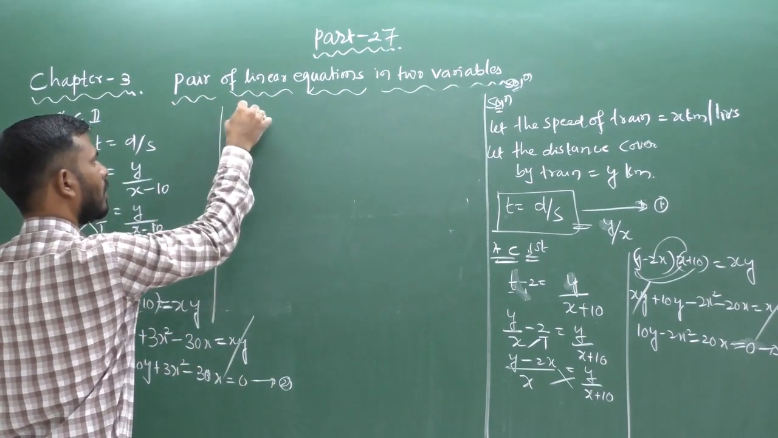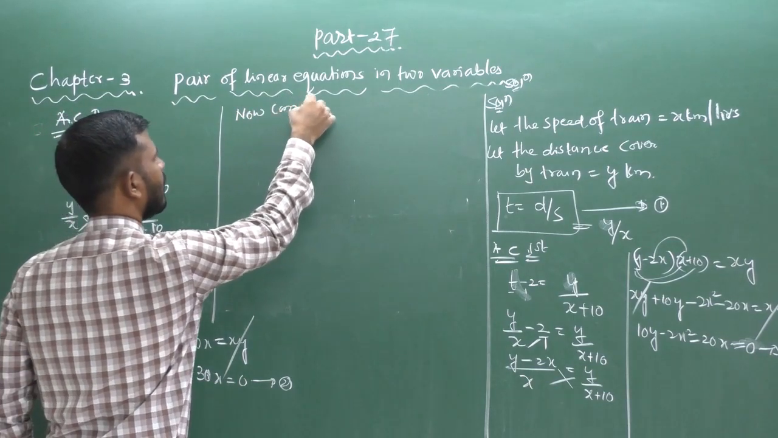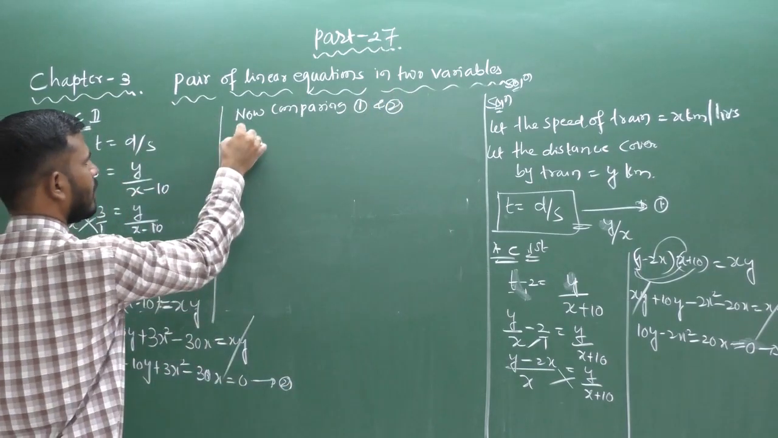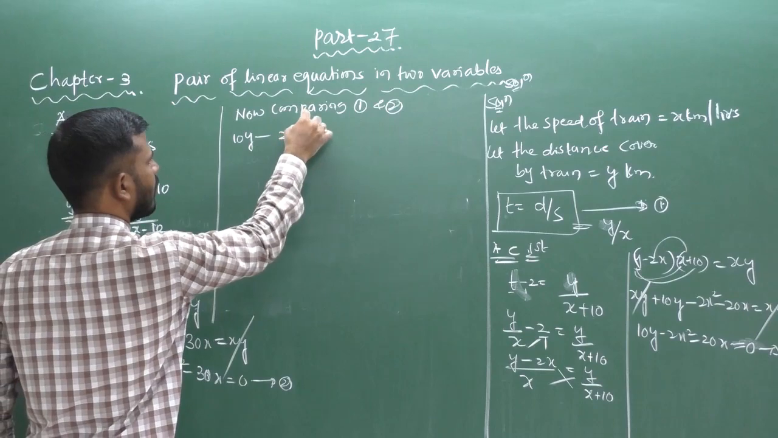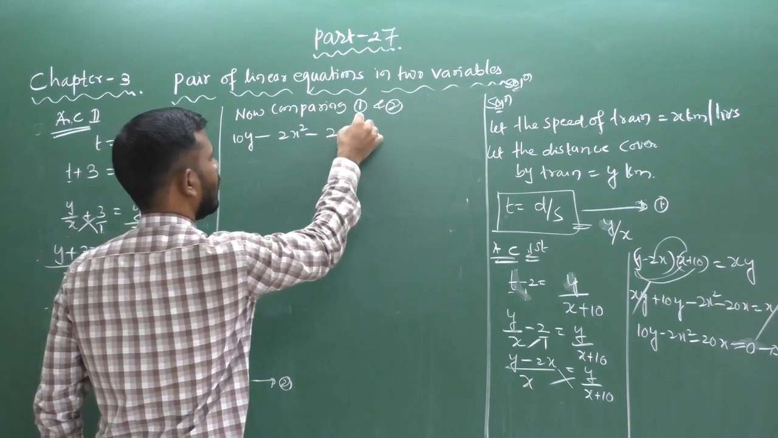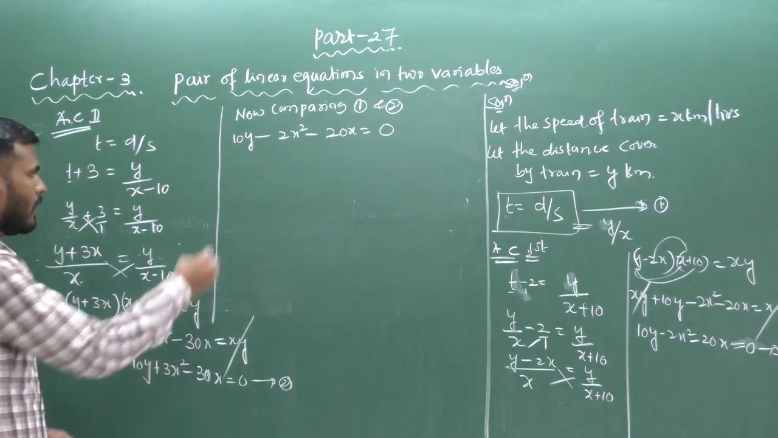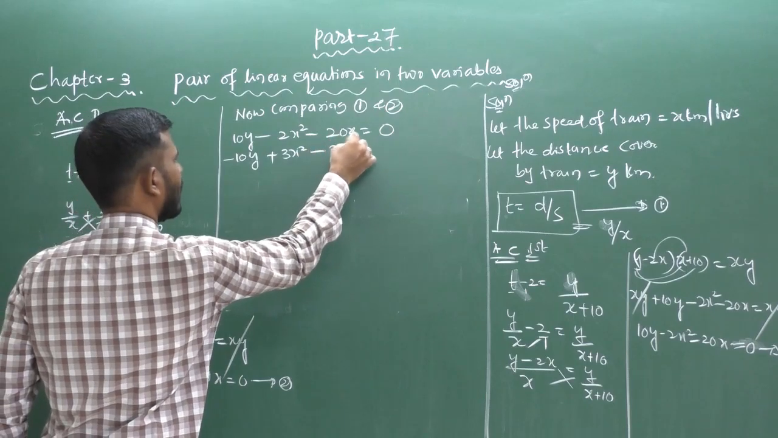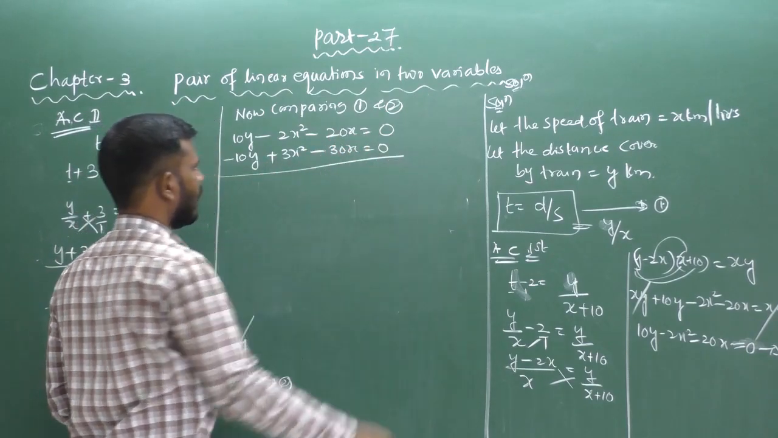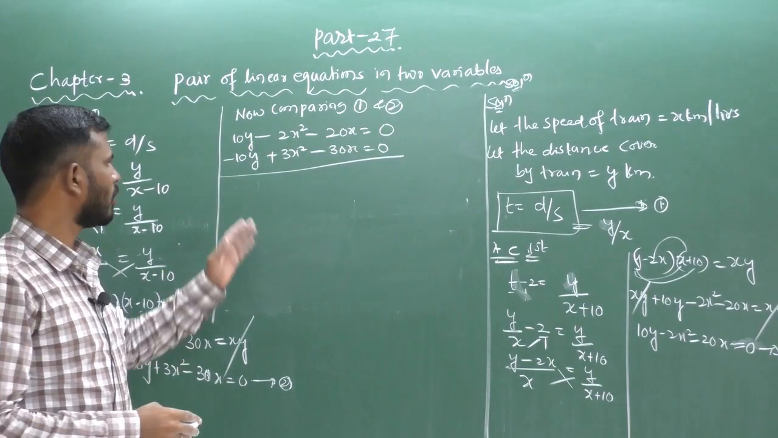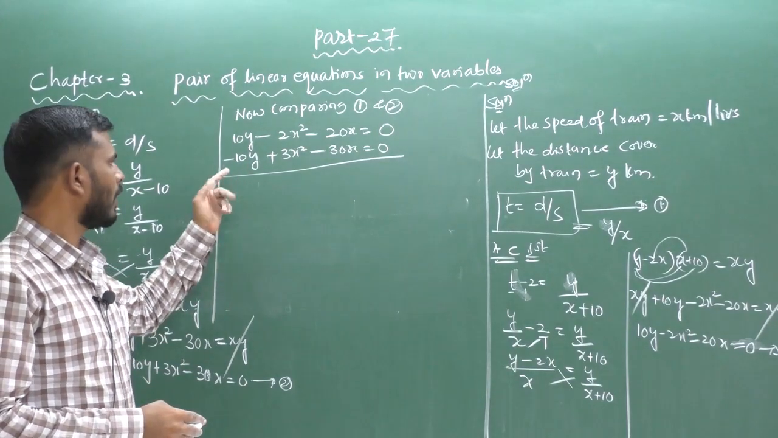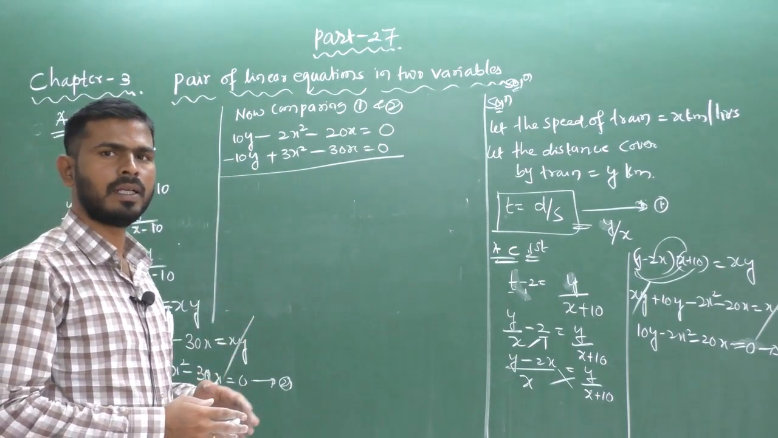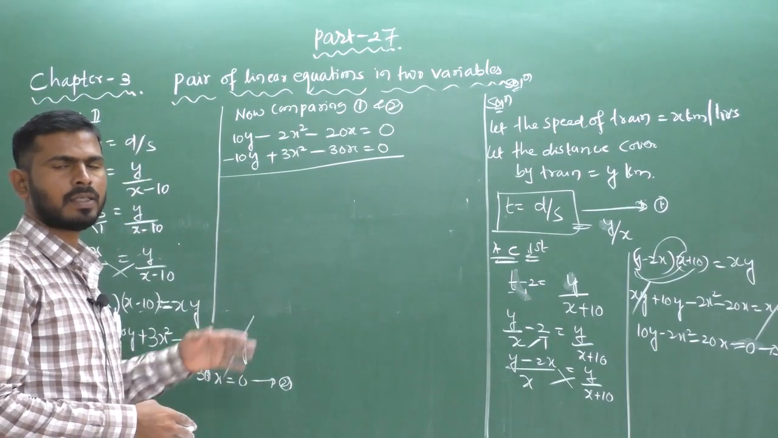Now next step, comparing equation 1 and 2. Equation 1 is 10y minus 2x square minus 20x equal to 0. The second equation is minus 10y plus 3x square minus 30x equal to 0. Observe that the coefficient of y is the same, that is 10 and 10, with minus and plus signs. So it is not necessary to multiply any number with any equation. Automatically it will eliminate.